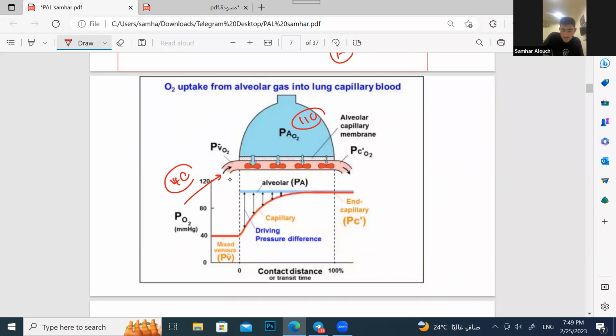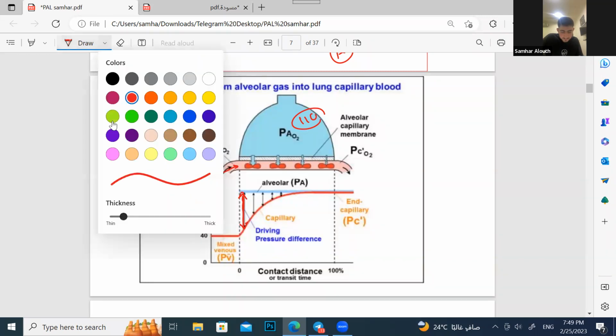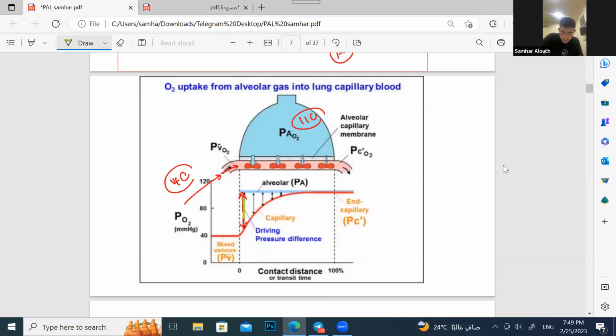Now it enters as 40, and the difference between 110 and 40 is big. Look how big the difference is here. This is the driving force, so the oxygen level in the capillary is increasing. And look at the end, the driving force becomes low because the pressure difference is so low. It's reaching 110, until at the end it reaches 110. So they are equal. It can't surpass it, but it can reach it. Is it clear?